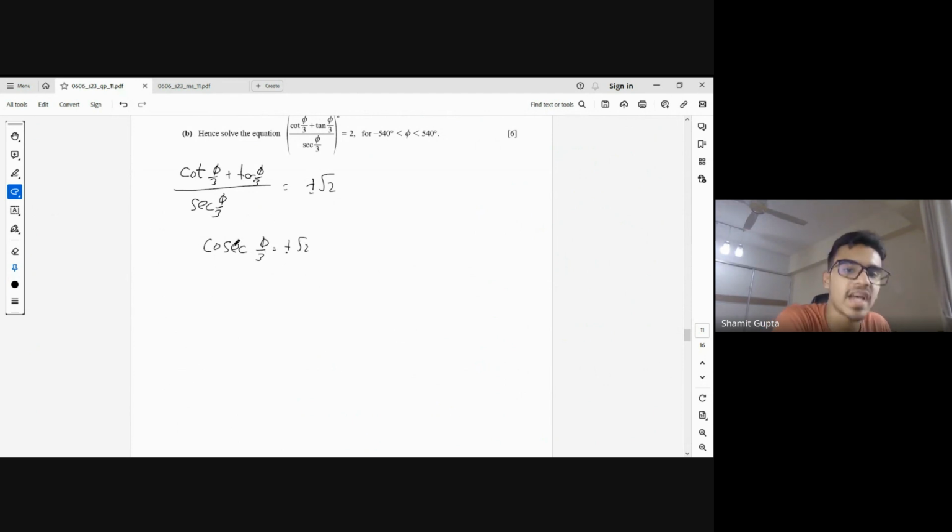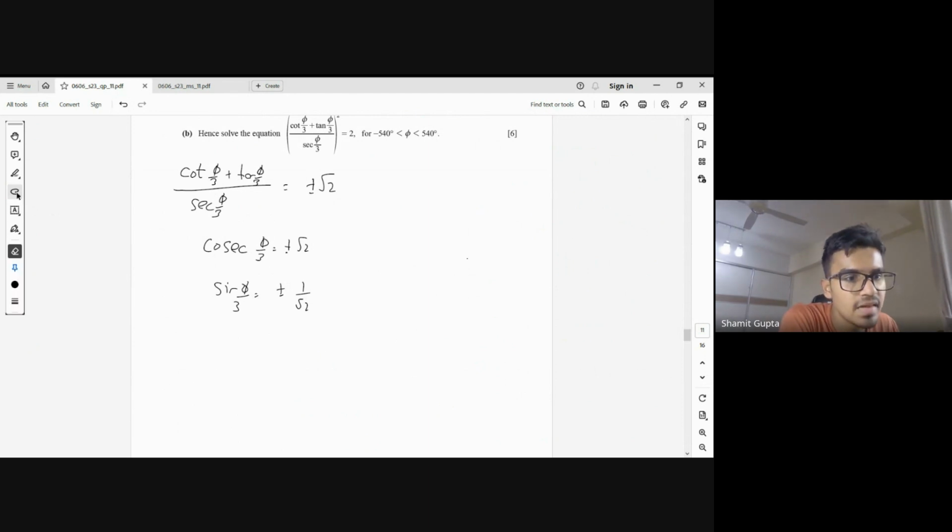Now you can change it to sine. Sine phi over 3 will actually be plus minus 1 over root 2. Now you'll be thinking, doesn't the plus minus also go in the denominator? It will be 1 over plus minus root 2. Yes, this is the same thing as it being in the numerator and not being in the denominator. Okay.